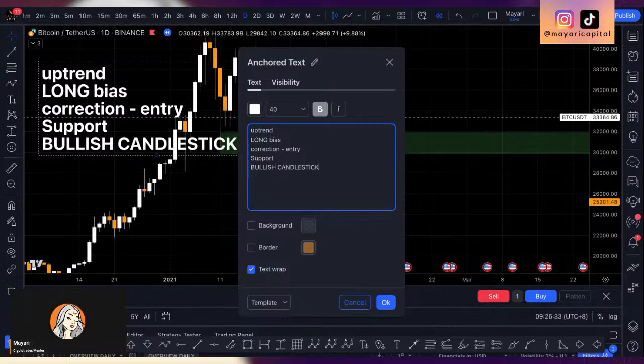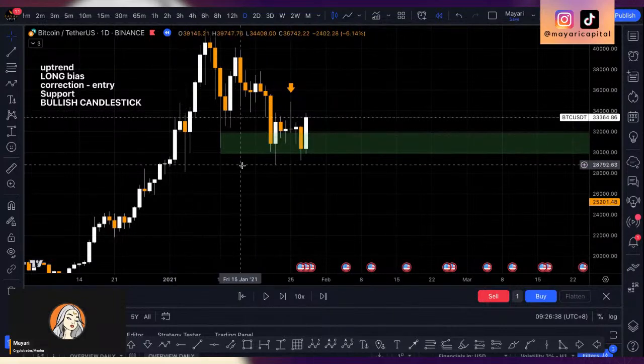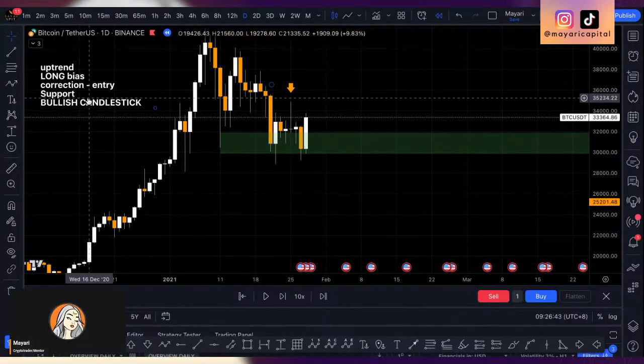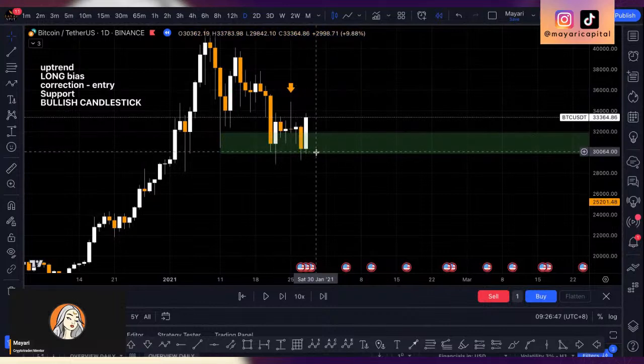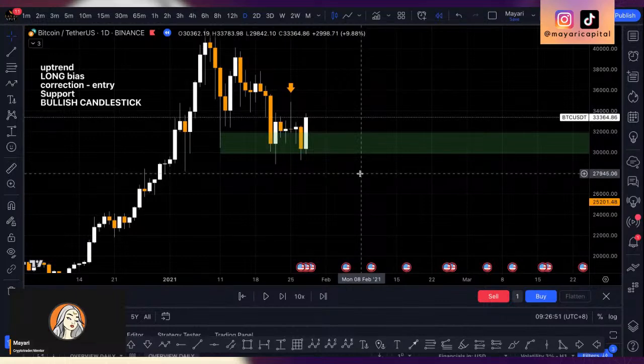Remember, you do not use a candlestick just because you see it. It needs context, and this is your context. I literally wrote it down. So now at this point you can enter the trade, or you can prepare for a trade.